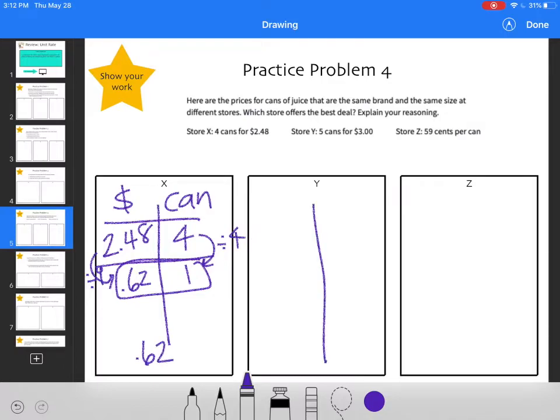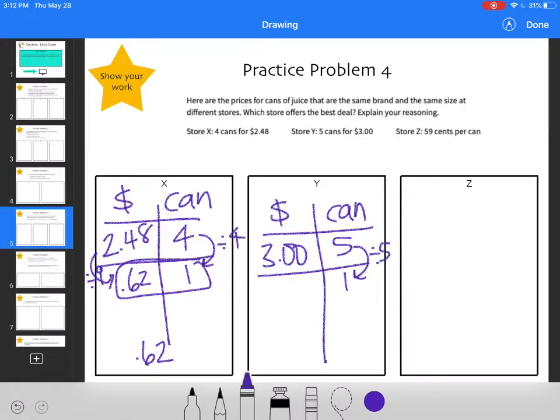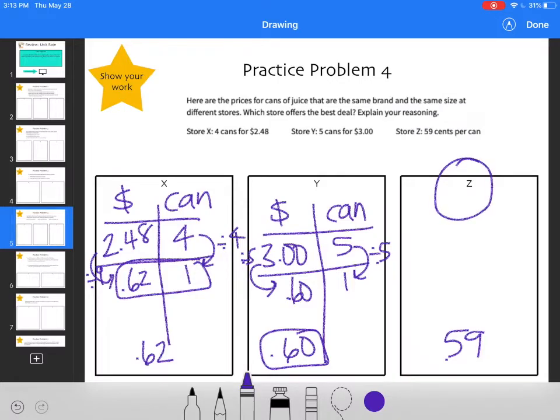The next one, dollars, cans. So I get 5 cans for $3. I want to figure out what it is for one, so I'm going to divide by 5 on each side. And I get 60 cents. So then the last one is 59 cents. So which one is the best deal? It's the cheapest per can.